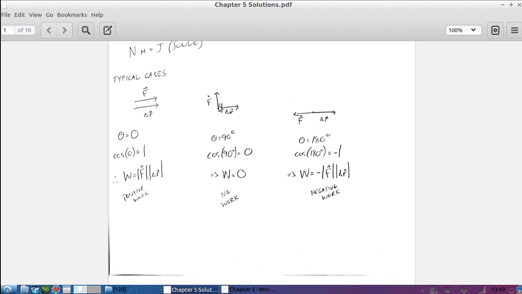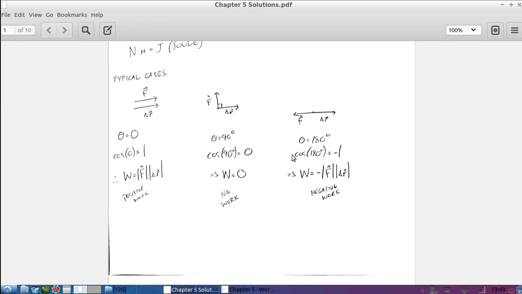These two vectors are perpendicular to one another. The angle between them is 90 degrees. Cosine of 90 degrees is 0. So the work done by this particular force vector is 0. Again, that's not to say that there isn't going to be another force causing this object to move, but this particular force does 0 work on the object.